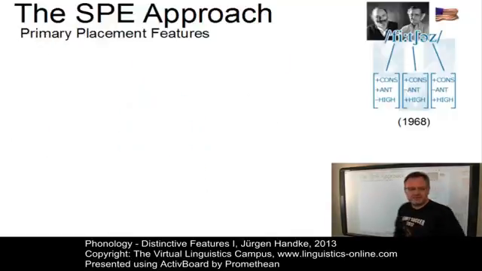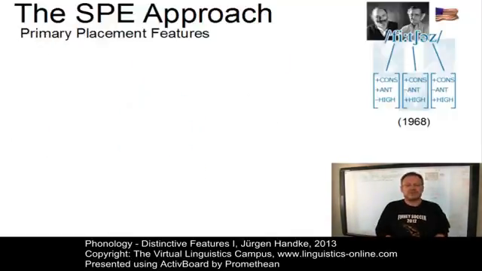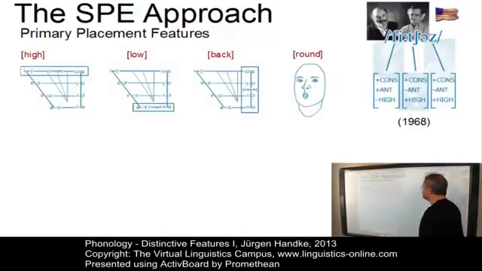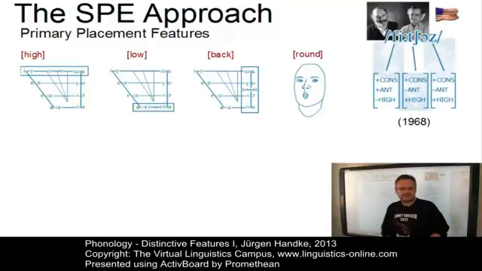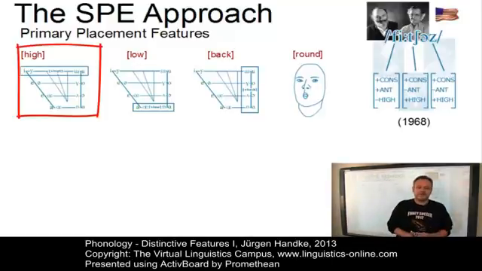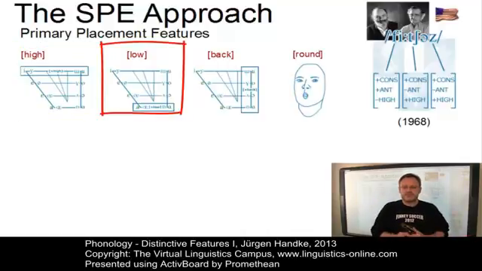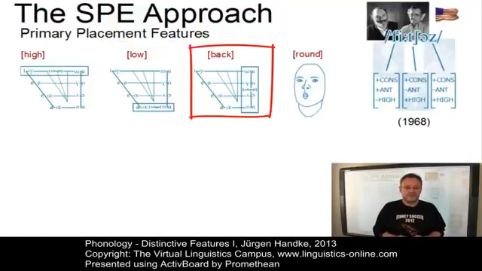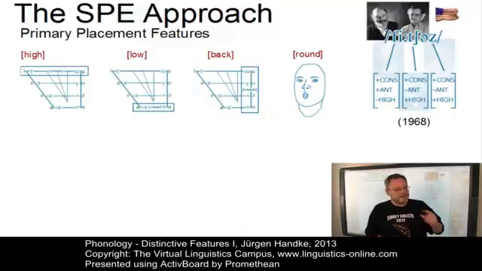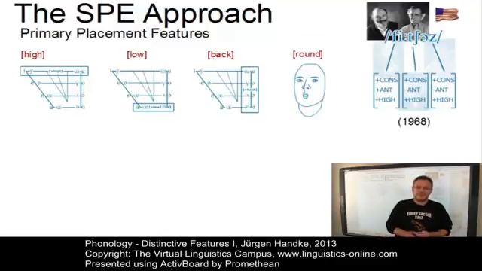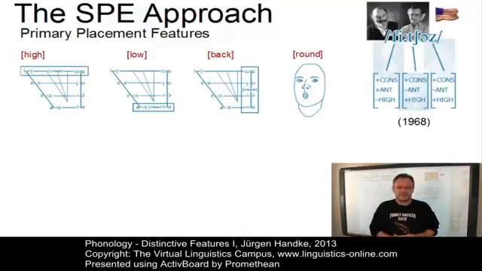A set of primary placement features supplements the major class features. Vowels can be defined using 4 such placement features. If they involve a high tongue position, they are referred to as plus high. If the tongue is in a low position, the feature assigned to them is plus low. And if the back of the tongue is involved, they are specified as plus back. Finally, the distinctive feature round is used for vowels that involve lip rounding. It distinguishes the primary set of cardinal vowels from the secondary set.